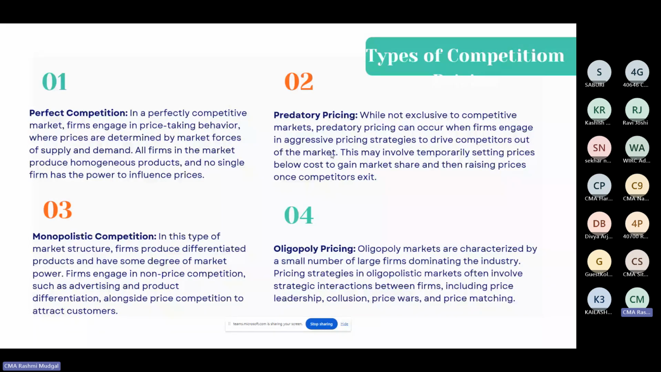So they are competing on price also, but they are going the extra mile for the customer so that they can stand out even in the competition. Okay.